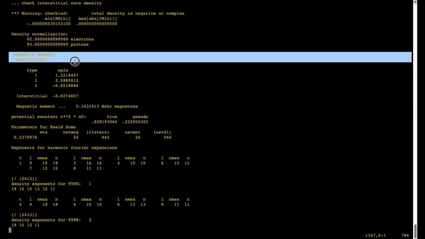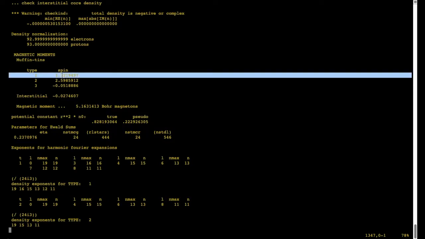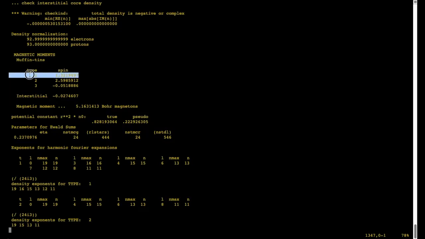These are the calculated magnetic moments after the first iteration. Indeed, on cobalt we have about 1.3 Bohr magneton, and that's exactly what we would expect from the occupations which we saw above. Iron has a magnetic moment of roughly 2.6. There is some small induced moment on aluminum. There is something left in the interstitial, and the total moment is 5.16 Bohr magneton.